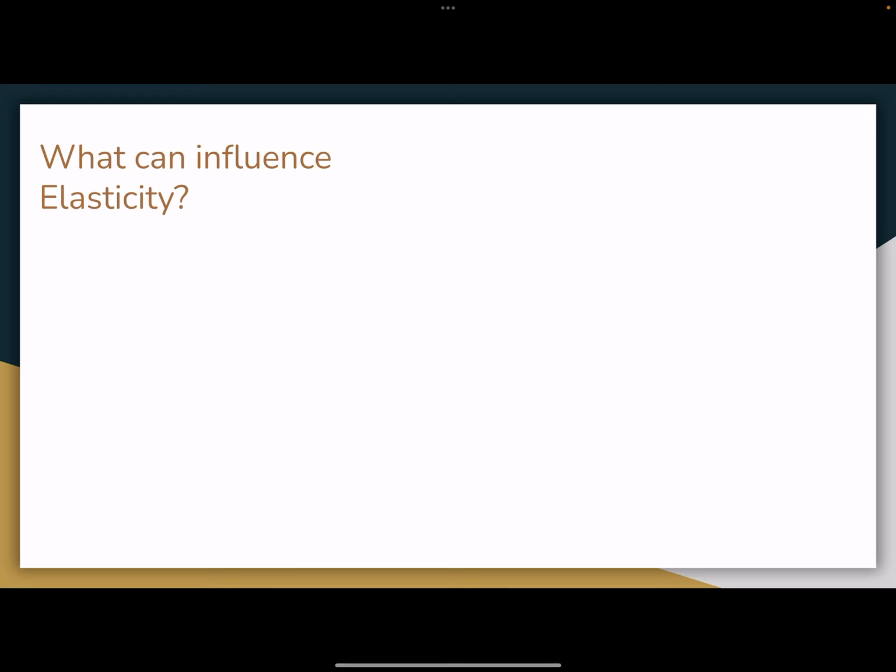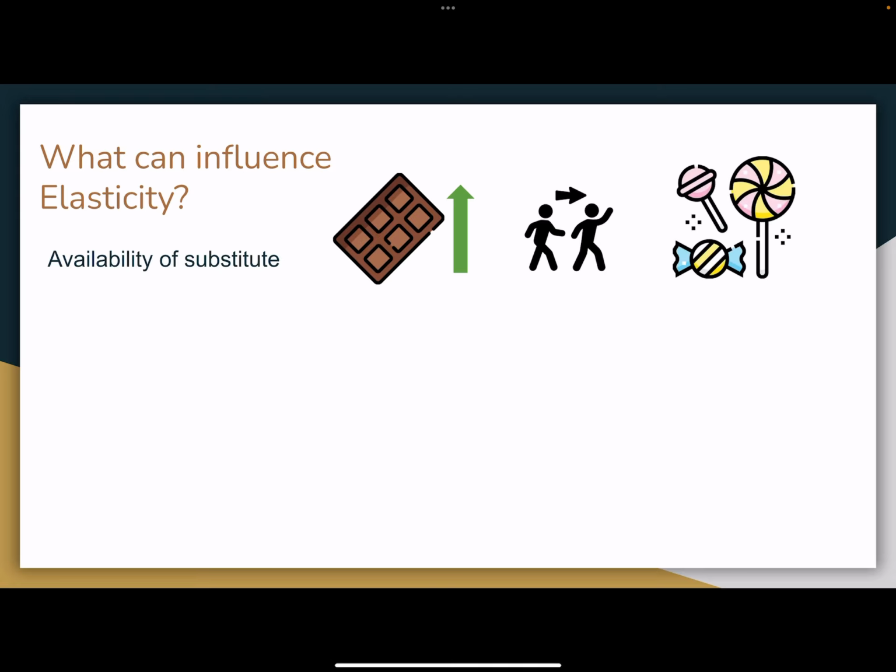So moving on, what are some reasons why some products are elastic and some are not? What are the factors that influence the elasticity of products? Well, the first reason can be availability of substitutes. If a chocolate company decides to increase their price, consumers can easily switch to candy or different chocolate brands. This makes demand more elastic, and it forces the company to be a price taker, which means they should not sell above the market price.